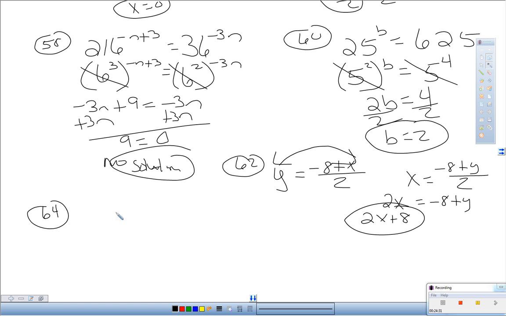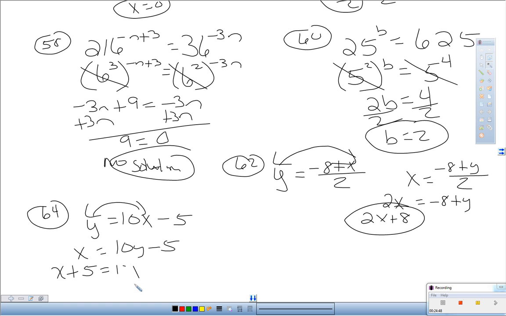For 64, to make the inverse, change that f of n to y and change the n to an x. And now just solve this for x. And then switch the x and the y. So you're going to get x equals 10y minus 5. And then to solve this for y, add 5. And then, after you add the 5, divide by 10.